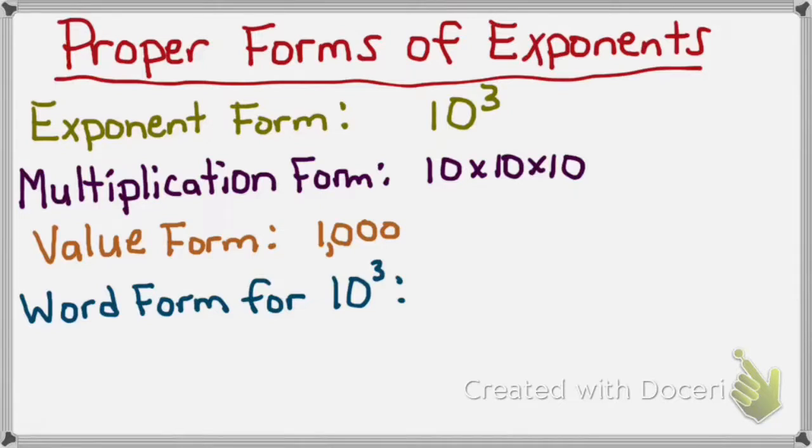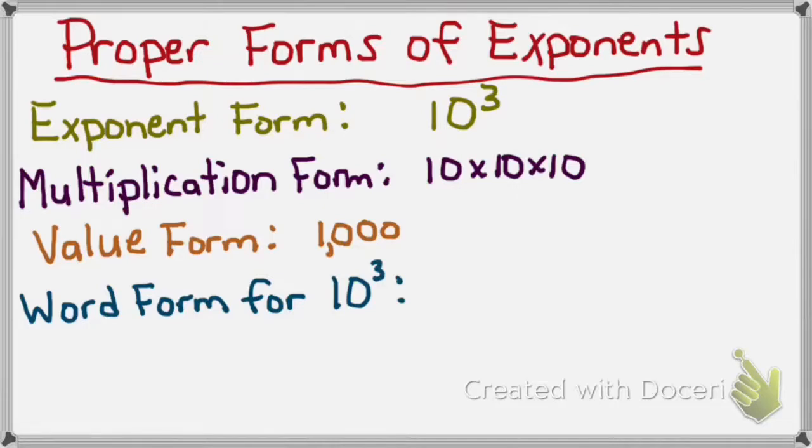Now, you're not going to read 10 to the 3 power. You're going to pretend that you're in line in order, and if you're number 3 in line, you're third in line. So you would say 10 to the third power. If it was 10 with an exponent of 6, number 6 in line would be 6th in line. So you would say 10 to the 6th power.